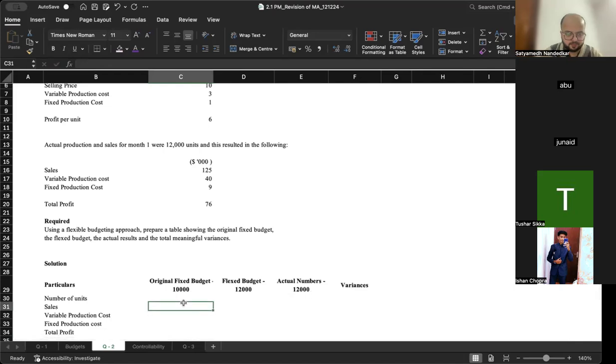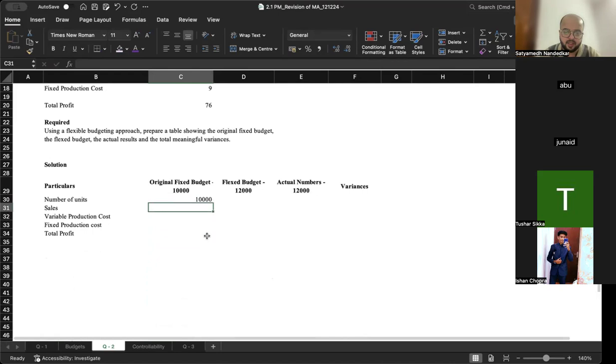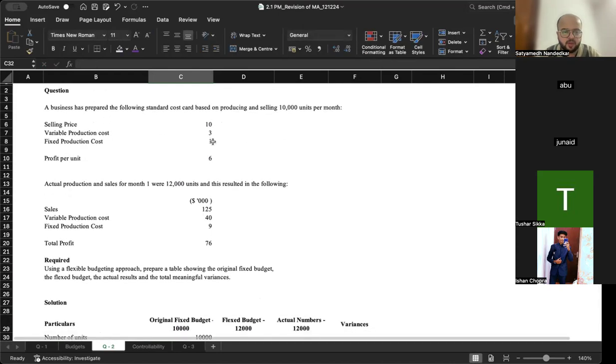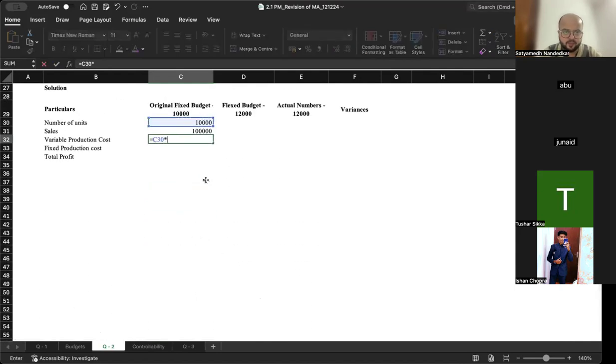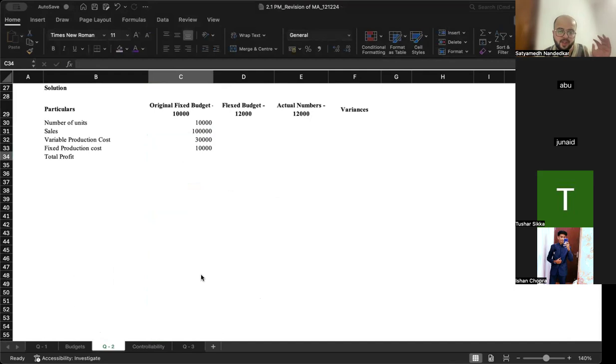10,000. Sales is standard cost card. As per the standard cost card, it is 10 per unit selling price. So this into 10. Variable production cost is 3 and fixed cost is 1. Now we have to calculate it for the 12,000 level of activity.